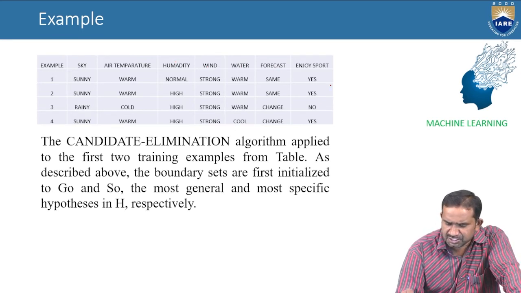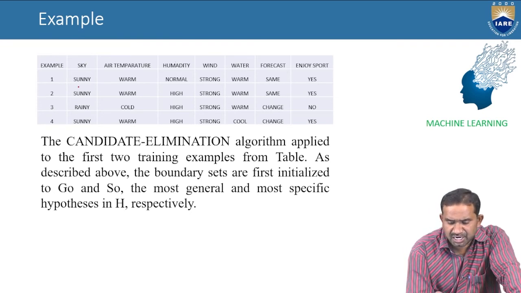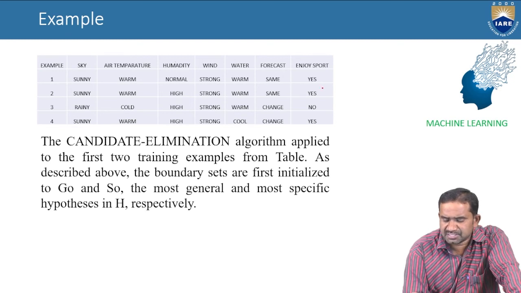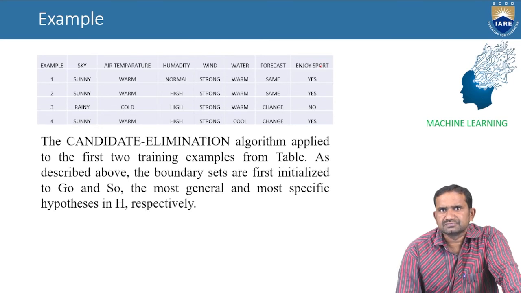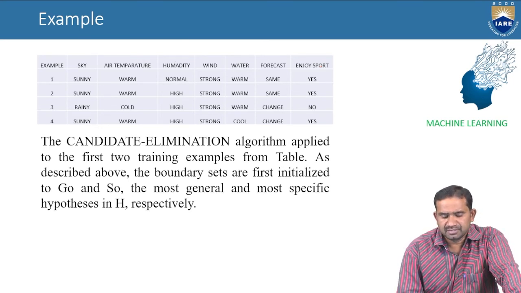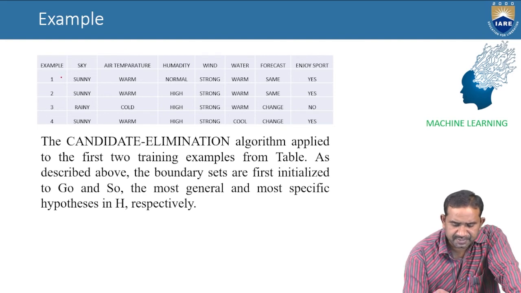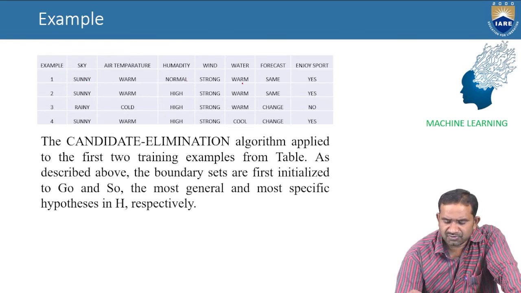This EnjoySport is a concept learning task, where the output is a yes or no, a Boolean value, based on these attribute values. Take the first day: sunny, warm, normal, strong, warm, and same. Does the person enjoy the water sport? It is yes.